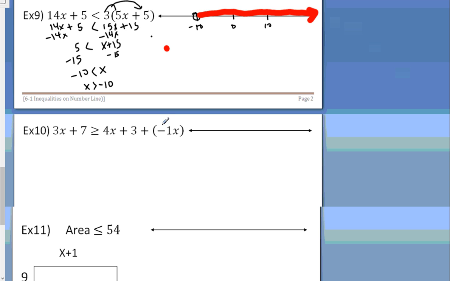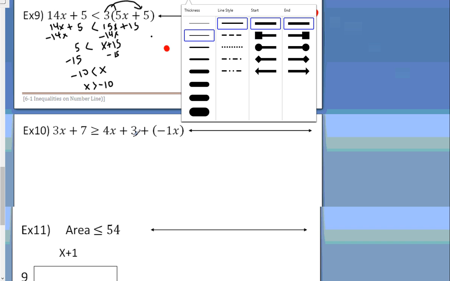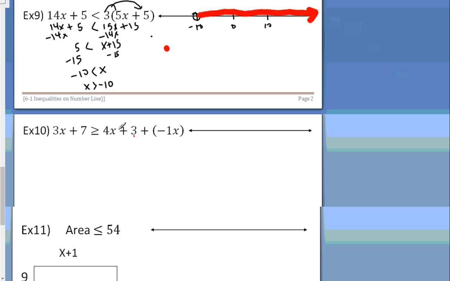All right, the first thing I would start off with is getting rid of that. I would combine this negative 1x and this 4x. What's 4x plus a negative 1x? Well, 3x. So I have, oh, wow. Let's change the color again. All right, so what I want to do here is 4x plus a negative 1x is 3x. So I have 3x plus 3, and this is going to be greater than or equal to 3x plus 7, right? Then I'm going to subtract 3x from both sides, or add a negative 3x to both sides, and I'm left with 7 is greater than or equal to 3.